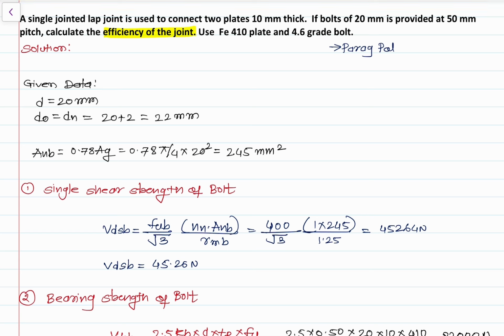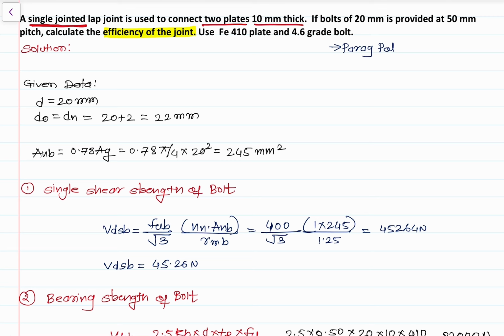Okay, let's get started. Whenever you are doing any calculation, any understanding of any numerical, I would suggest that you should go through the numerical briefly. So the numerical is a single joint. See, this is mentioned, a single lap joint is used to connect two plates of 10 mm thick.